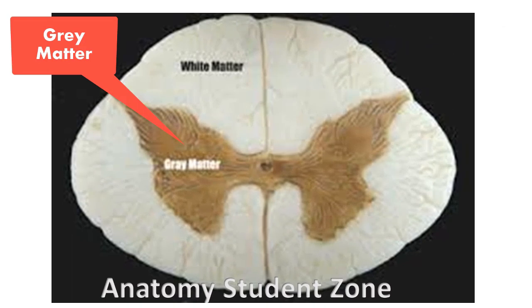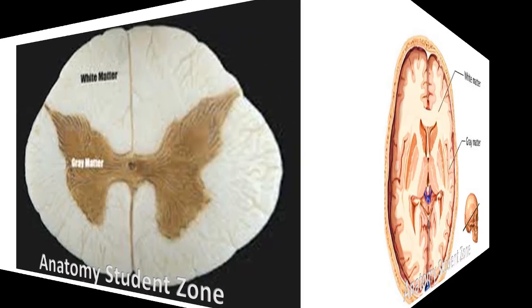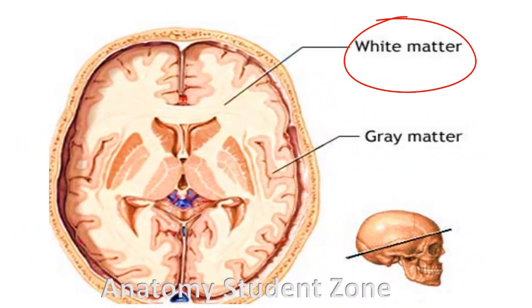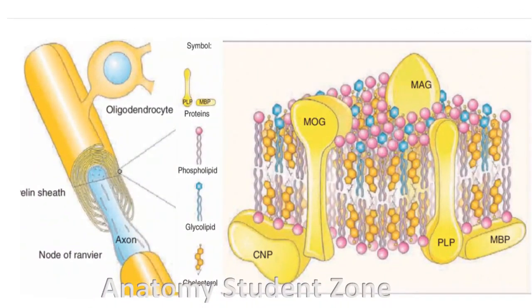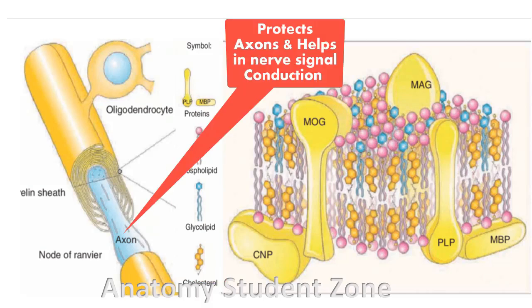If I talk about white matter, it is made up of bundles of axons. You know very well that these axons are covered with myelin. And we know myelin is a mixture of protein and lipids. What's the function of myelin? This myelin not only protects the axon, but it also helps in the conduction of nerve signals.